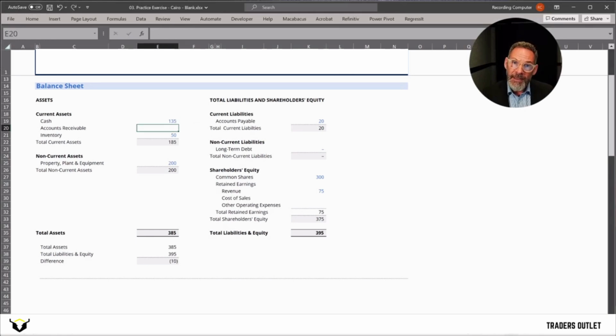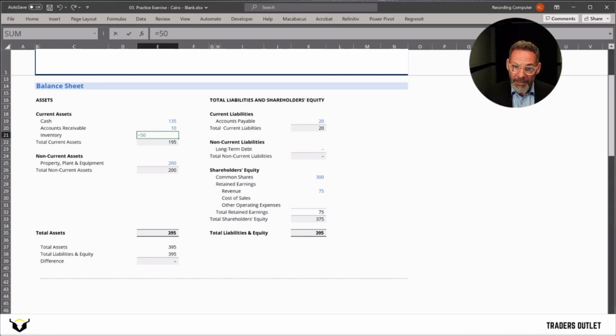And we have 10 that's owed from our customers, and we call that accounts receivable. It's an asset. We're increasing that, so that would be a debit. So far, so good. Our balance sheet balances, but we also have to deal with the cost of the inventory. Remember, the inventory cost us 50, and we sold 50% of it.